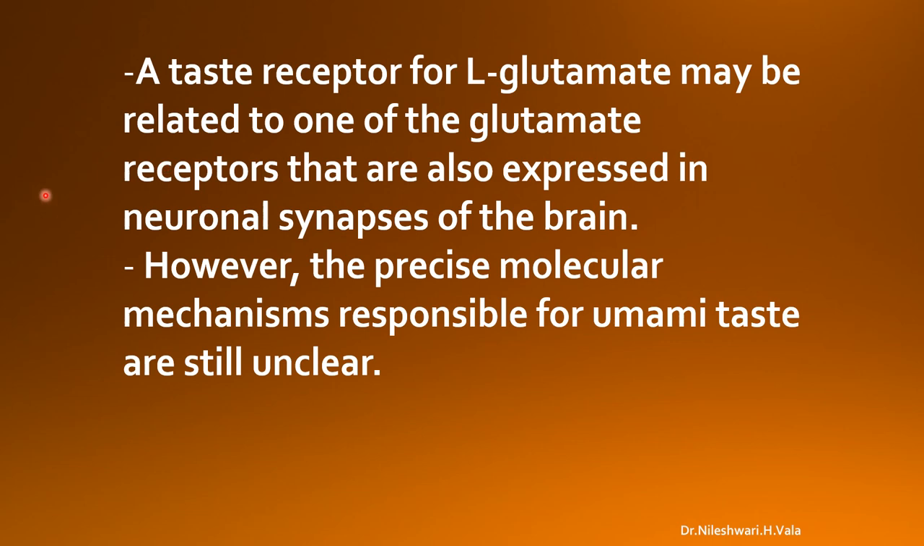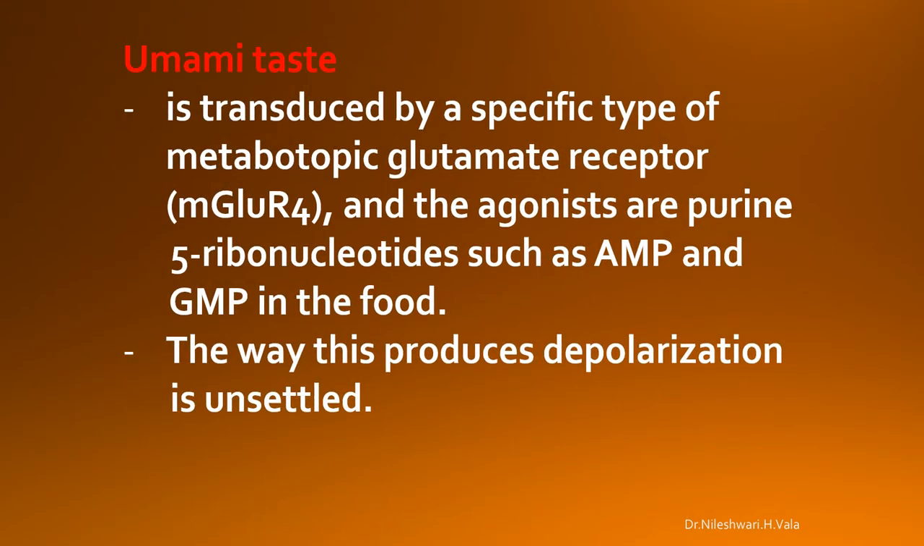Now, the taste receptors for L-glutamate may be related to one of the glutamate receptors that are also expressed in neuronal synapses of the brain. The precise molecular mechanism responsible for the umami taste is still unclear. Umami taste is transduced by a specific type of metabotropic glutamate receptor, and agonists are purine 5' ribonucleotides such as AMP and GMP in the food. The way that produces depolarization is still unsettled.